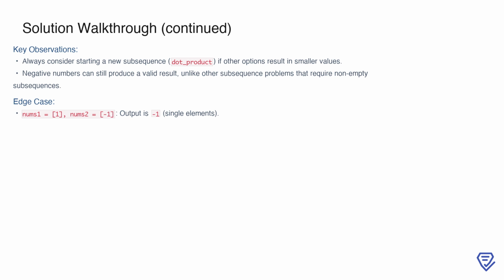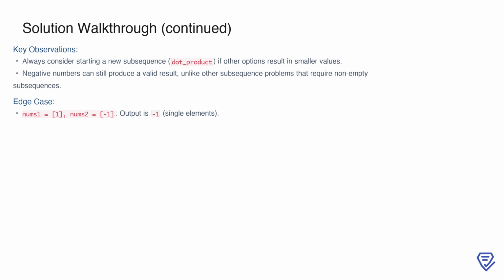First, it's important to always consider starting a new subsequence using the current pair's dot product. This ensures that we capture the best possible result, even if previous subsequences yielded smaller values. Second, unlike other subsequence problems where empty subsequences might be allowed, this problem requires non-empty subsequences, which is why we initialize the DP table with INF.